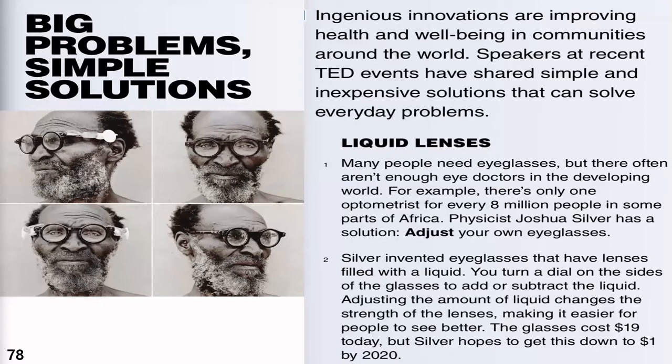Adjust your own eyeglasses. Silver invented eyeglasses that have lenses filled with a liquid. You turn a dial on the sides of the glasses to add or subtract the liquid. Adjusting the amount of liquid changes the strength of the lenses, making it easier for people to see better. The glasses cost $19 today, but Silver hopes to get this down to $1 by 2020.